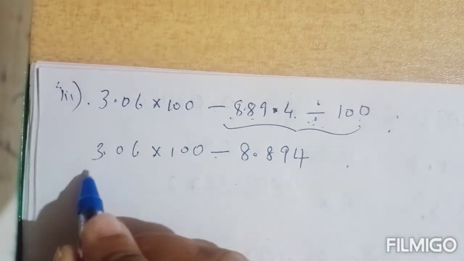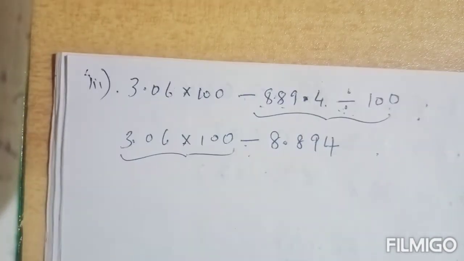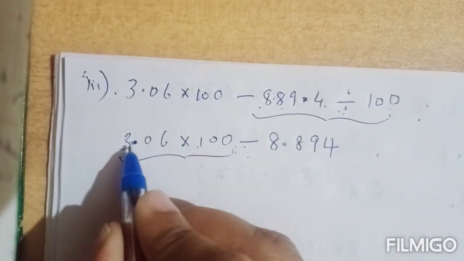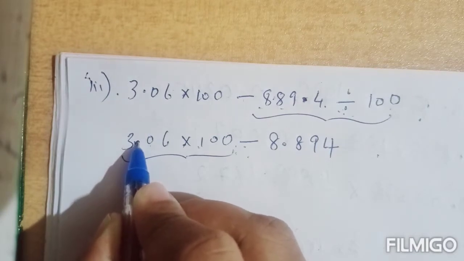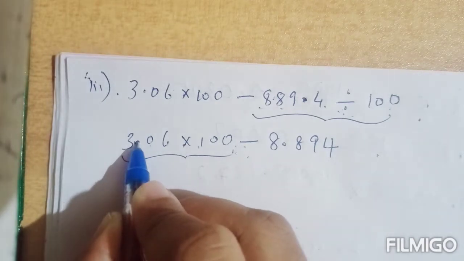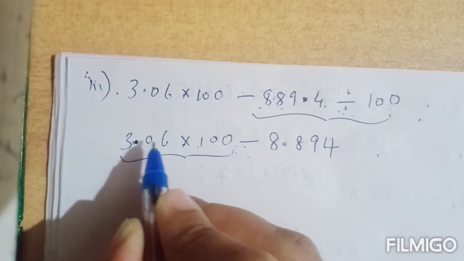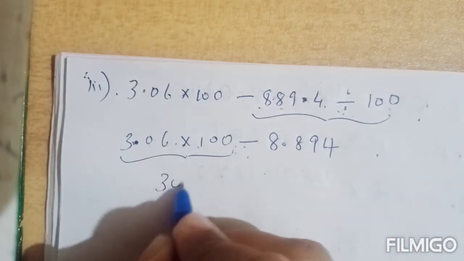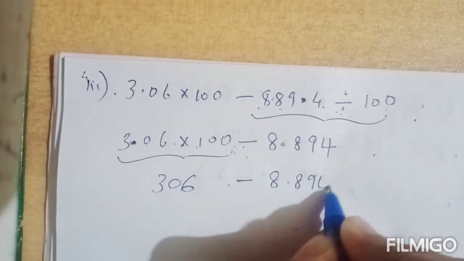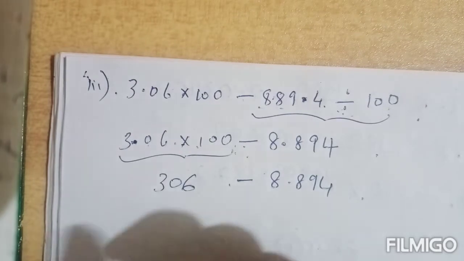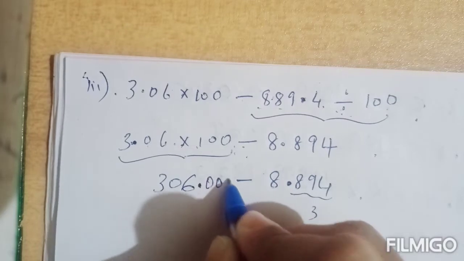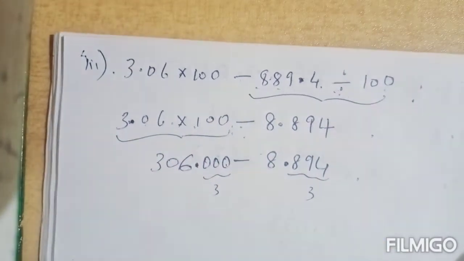Now multiplication and subtraction. So you have to do multiplication first. 3.06 into 100. So multiplication by 100, decimal point will move 2 places to the right. Here is the decimal point. So moving this decimal point 2 places to the right, 1, 2. Here will be the decimal point, and it will be 306. Okay, minus 8.894. Now you can do subtraction, but here 3 decimal places are there, here no decimal place, so you can put 3 zeros. Now the decimal places are same.